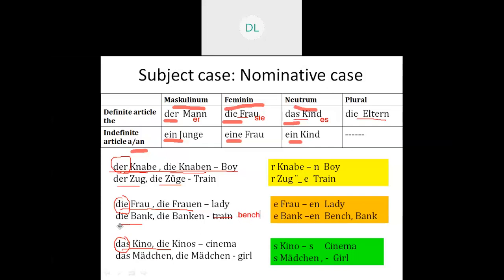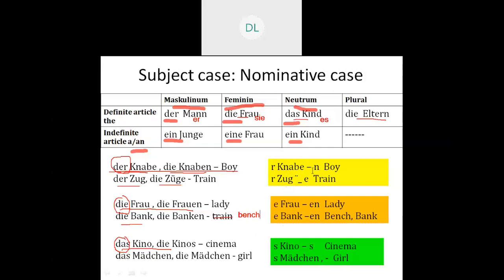So it is feminine, it is die. On the same grounds, that is das Kino and die Kinos, das implies that your noun is neutral. Das Mädchen implies that your noun is neutral. It will be specified in this pattern. They will also have a shortcut. What is that shortcut? Pay attention here.